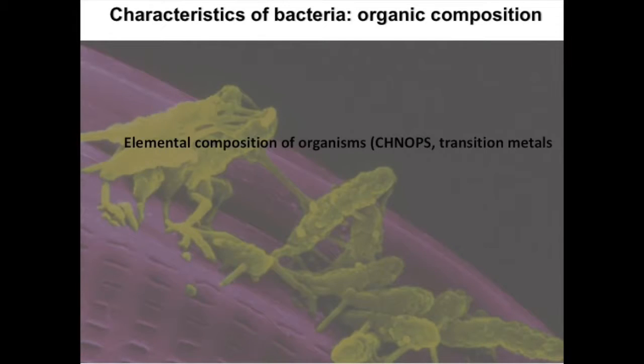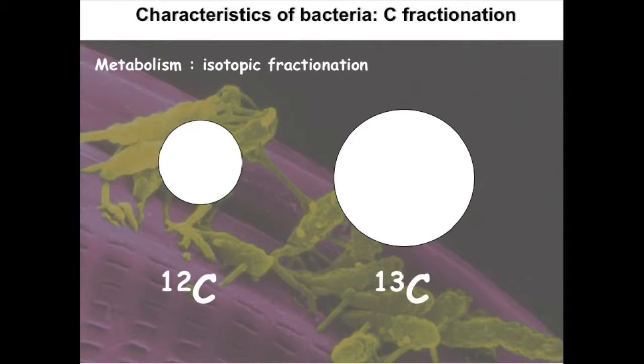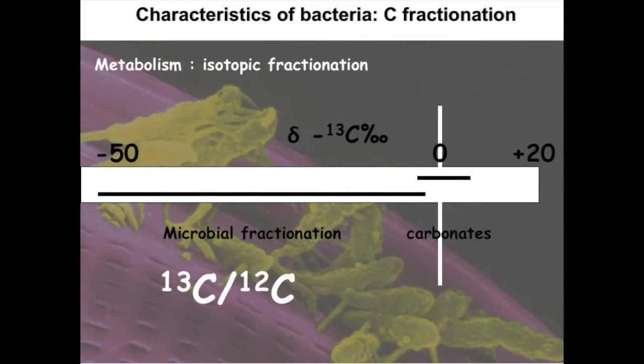Now, another characteristic of organisms is that they prefer to use the lighter isotopes of elements if they're available. For instance, with carbon, organisms fractionate carbon, and you can find the carbon signature of organisms tends to be in this range. It's C13 over C12. The organisms prefer the C12. So we measure this as delta C13 per mil. Carbonate, inorganic carbon, is around 0, but for organic matter it goes up to minus 50 per mil and even more.